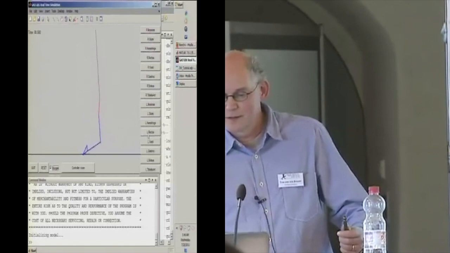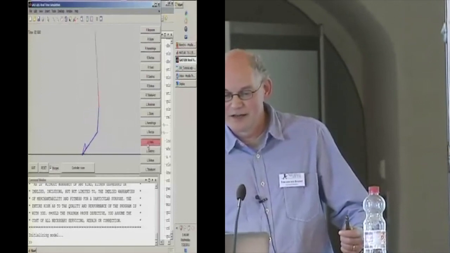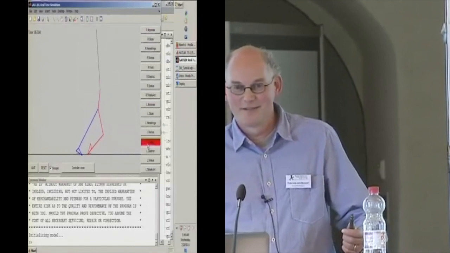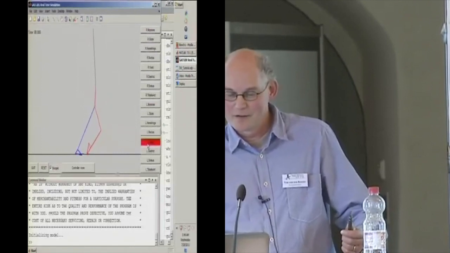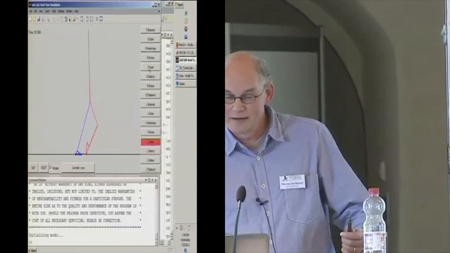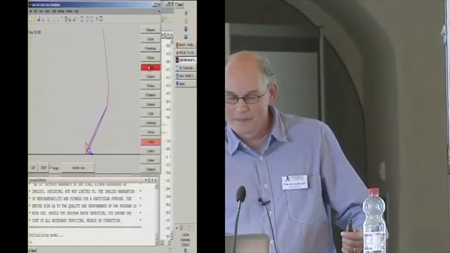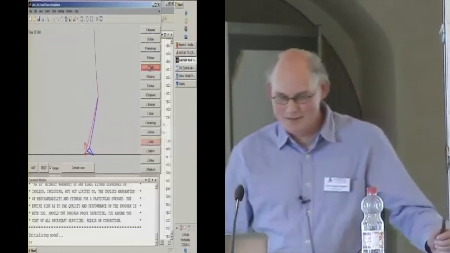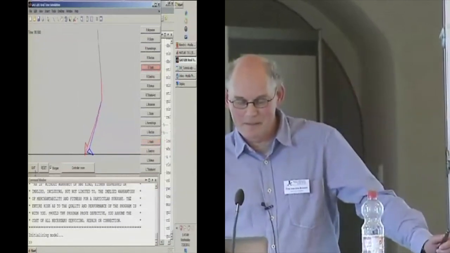So let's see. I'm going to try some knee extension here. So I've extended the blue limb now. I'm going to do the same with the right leg. There we go. You can get an appreciation for how hard it is to control something like this.